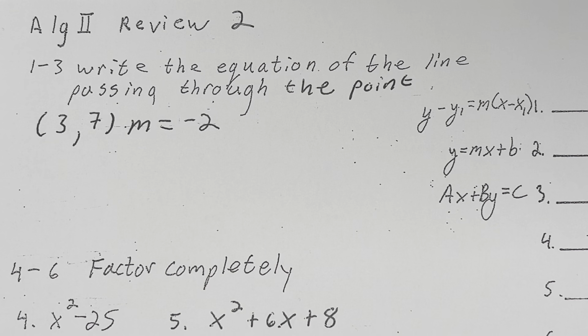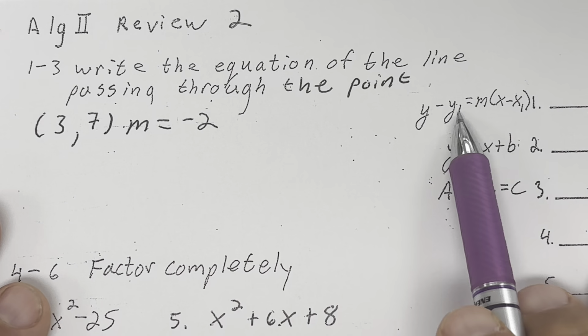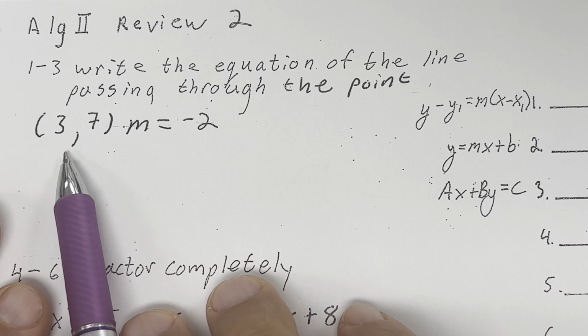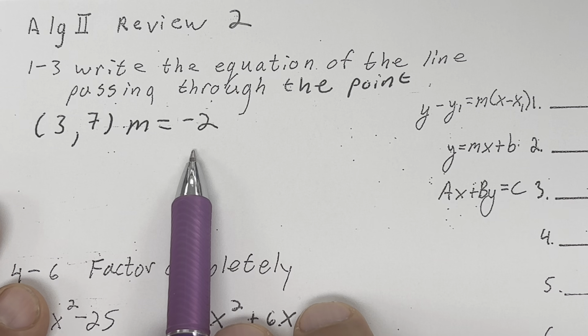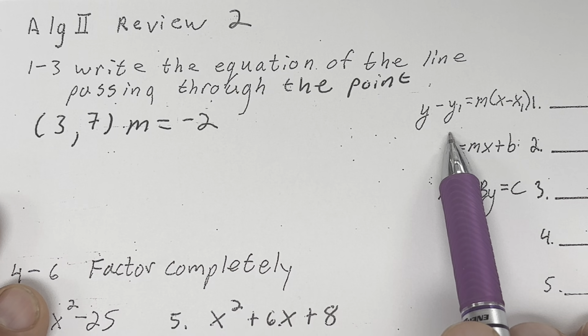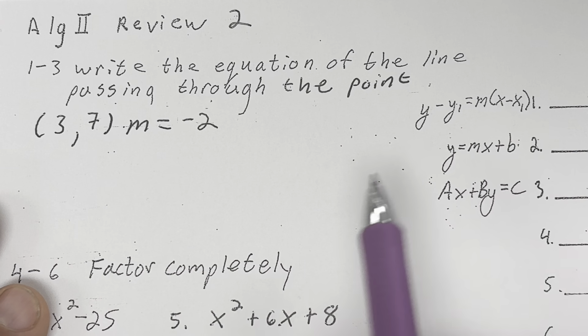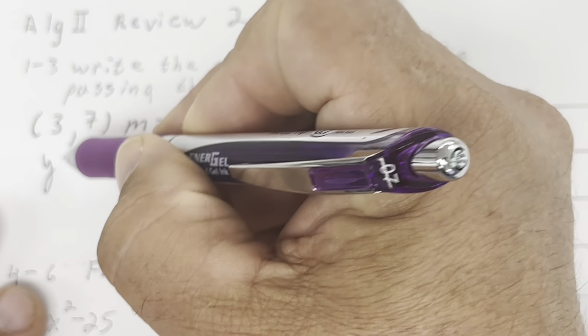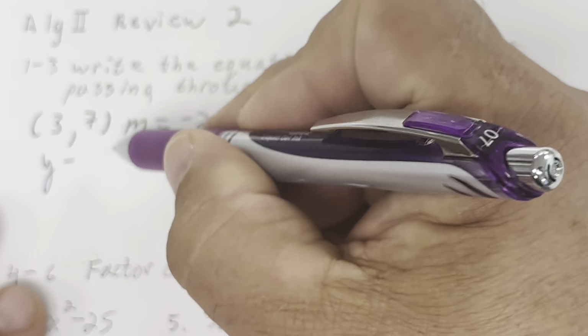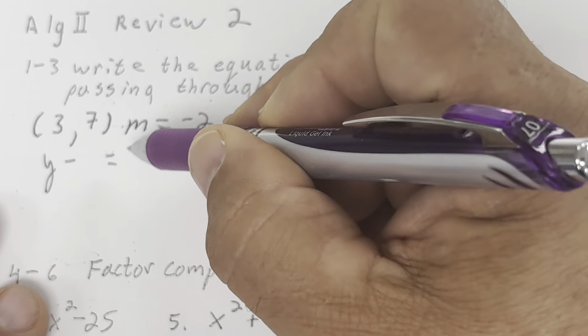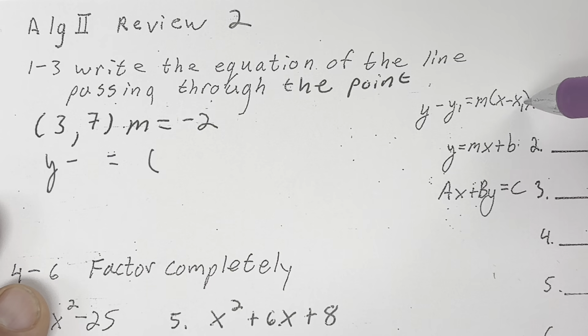Algebra 2, Review 2. We want to write the three versions of the line going through the point (3, 7), slope negative 2. So we're going to use y minus y sub 1 equals m times x minus x sub 1. I'm going to set this formula up, and I'm going to leave it blank where it's y sub 1, where it's m, and where it's x sub 1.